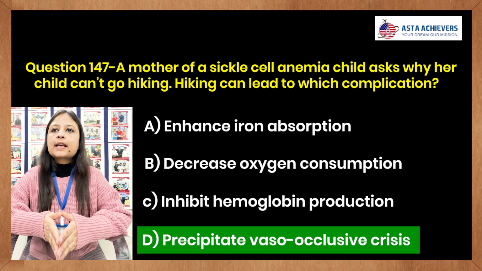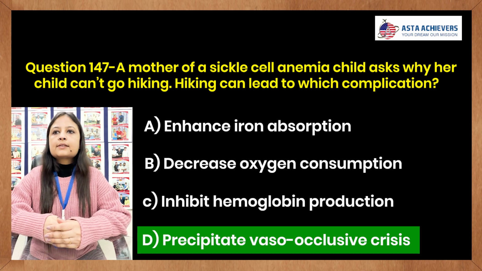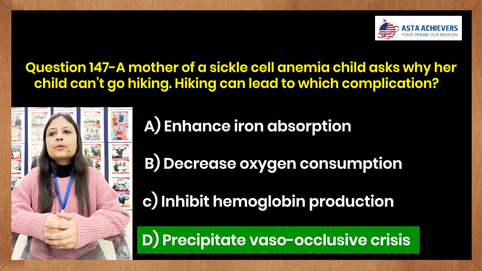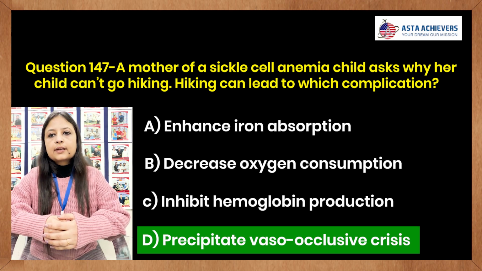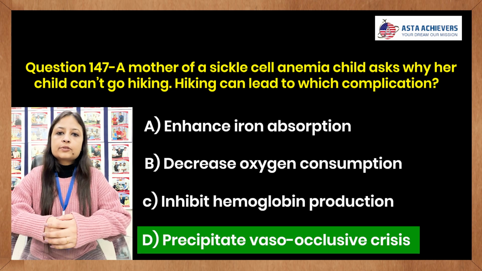Question number 147. A mother of a sickle cell anemia child is asking why her child can't go hiking with his friends. So which of the following complication hiking can leads to? So option A, enhance the iron absorption. Option B, decrease the oxygen consumption. Option C, inhibit the hemoglobin production. And option D, precipitate the vaso-occlusive crisis.